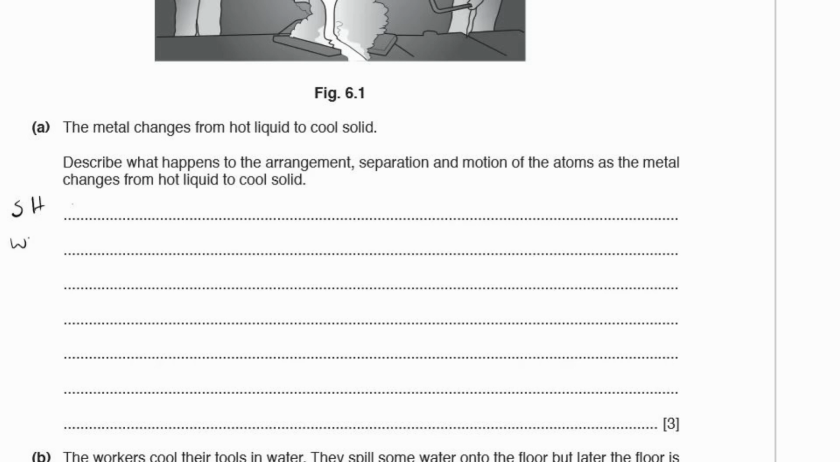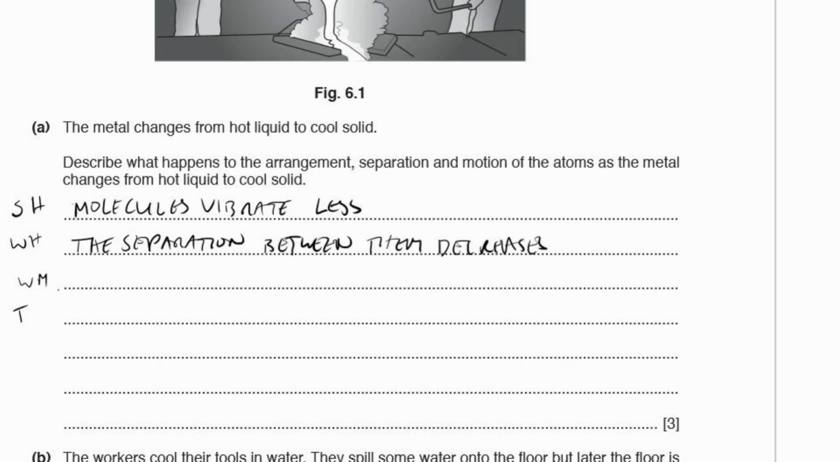Something happens which has an effect, which means therefore. So something happens, the molecules vibrate less. As they vibrate less, the separation between them decreases because they need less space. They're not moving around as much, knocking into each other. So the separation between them decreases. So what then? Well, as the separation decreases, they're taking up fixed positions. And as they've taken up fixed positions, the molecules now vibrate about those positions.